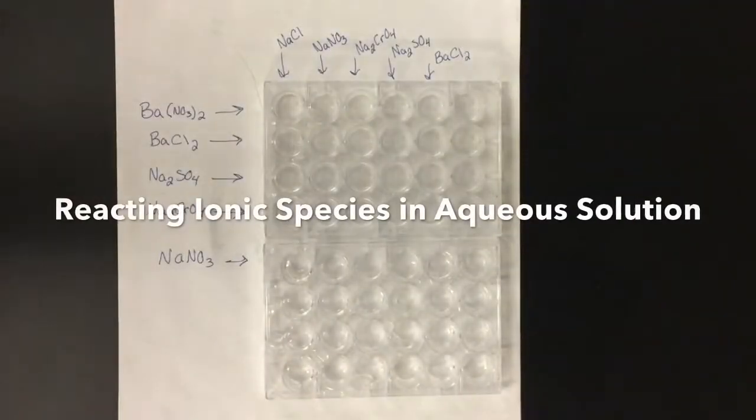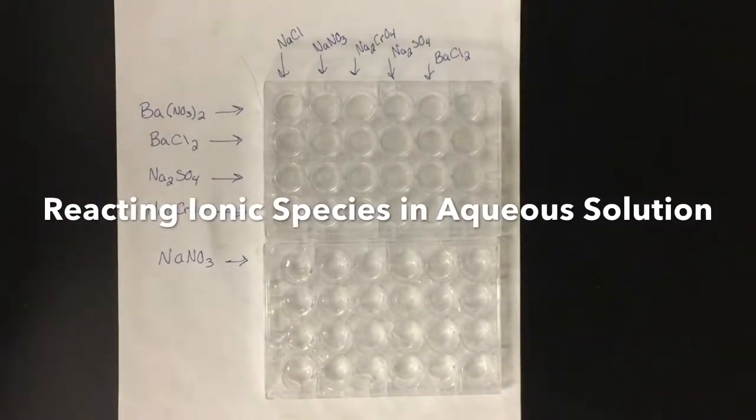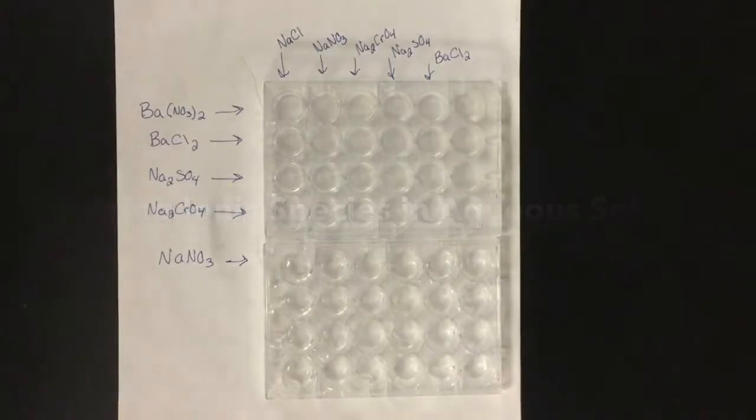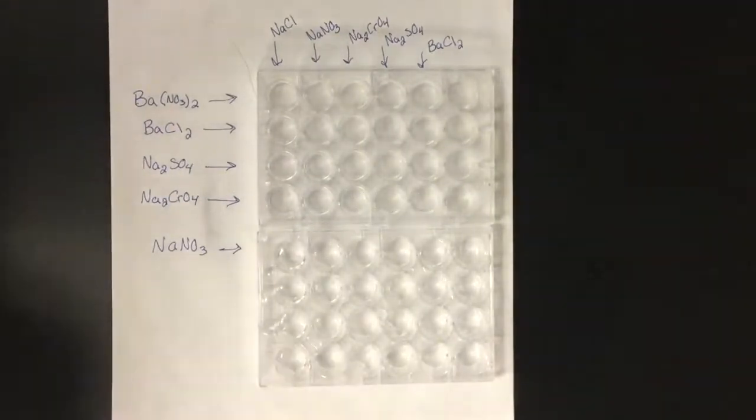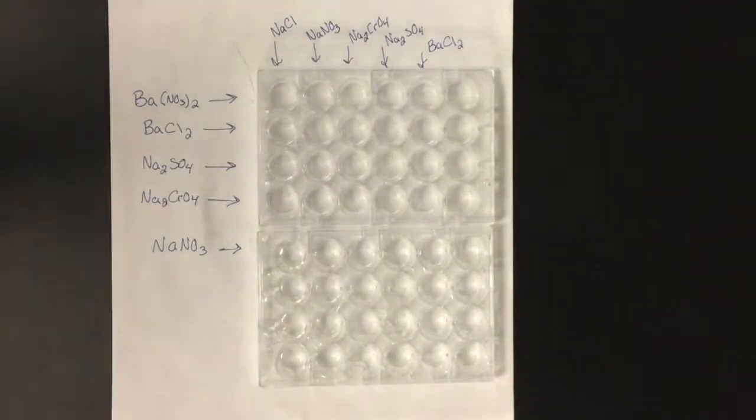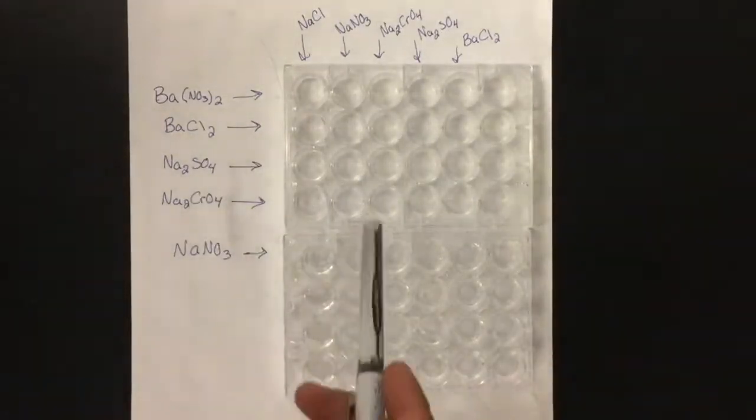Today we are looking at the Reacting Ionic Species in Aqueous Solutions Lab. So we're going to mix a bunch of chemicals together and find out what precipitates are formed. Now, I have this set up so that you can see what chemicals we're mixing together in that grid that you can actually see on page 2 of your lab handout. So if you turn it over, we've got a grid there.